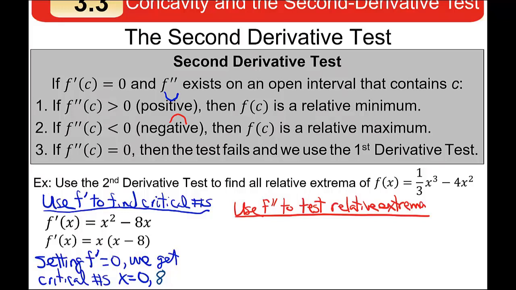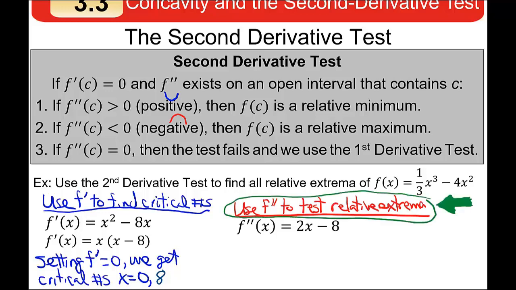Now, if we're going to use the second derivative test, we have to take the second derivative, and since the first derivative is x squared minus 8x, the second derivative obviously is 2x minus 8. We're going to use that second derivative to test our critical numbers. Remember, the second derivative is the test function for concavity, which tells you whether you have a max or a min. If you're concave up, that's a minimum. If you're concave down, that's a maximum. That's the first two cases of the second derivative test. The third case is when you get exactly 0, and that's the case where the test fails.